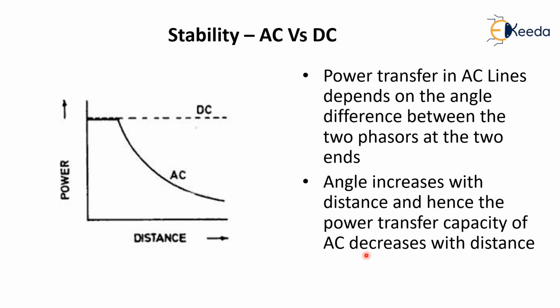So let us discuss the next technical performance of AC versus DC, which is the stability. Power transfer in AC lines depends on the angle difference between the two phasors at the two ends. Angle increases with distance, and hence the power transfer capacity of AC decreases with distance. From this graph we can easily see that the stable power in DC is constant with respect to distance. There is no change in that, but in case of AC, you can see it is constant up to some particular level. After it crosses some particular distance, the power transfer capability is getting reduced. So when it is getting reduced, obviously the stability will be a question mark.